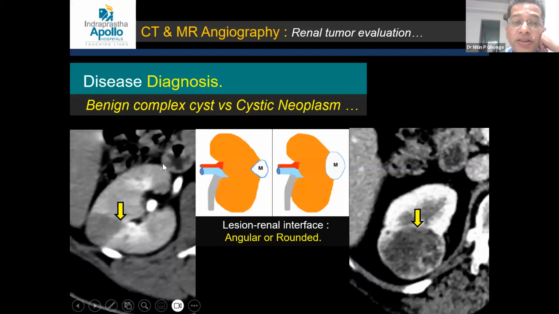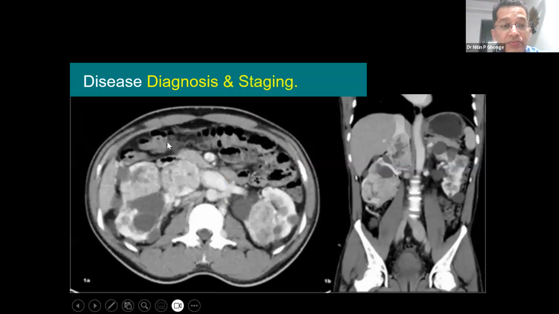Then a few important points. Whenever there is a lesion in the kidney as seen on CT, if it has a rounded shape, a rounded interface between the lesion and the kidney, then it is likely to be a neoplasm. If it has an angular shape or straight margin, then it is likely to be a benign pathology like this, which may be a cyst or an infarct as seen here.